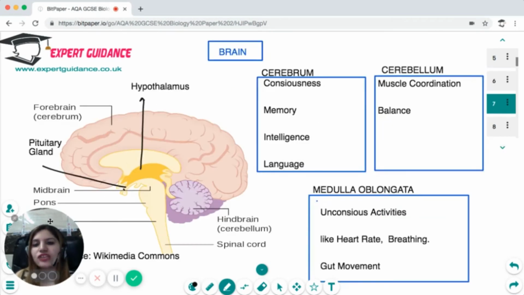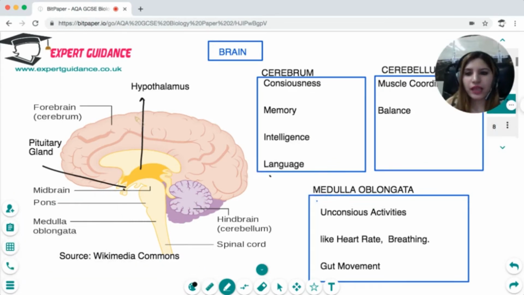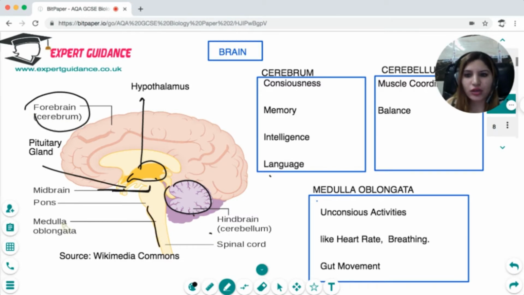Okay, so next we have the biggest controlling center of the body, which is the brain. In the brain, you should know this is the hypothalamus. Then the main part is the forebrain, and then here you have the midbrain, and then you have the hindbrain, which is your cerebellum. The forebrain is the cerebrum, and then you have this stalk, which is your medulla oblongata.